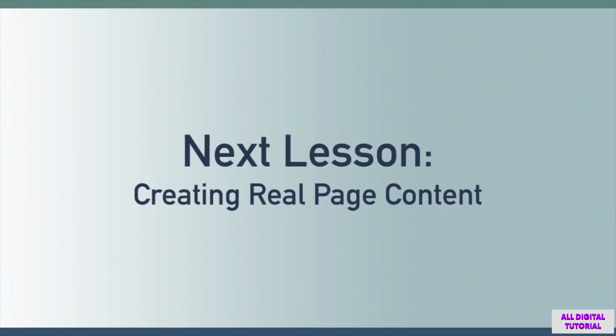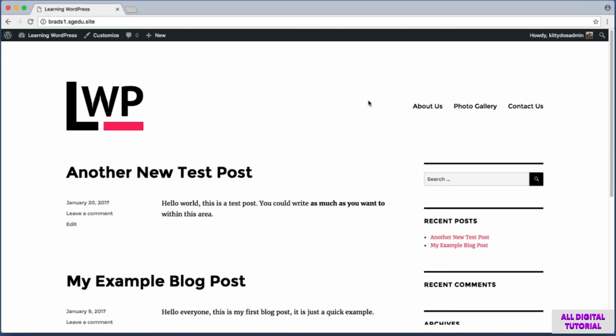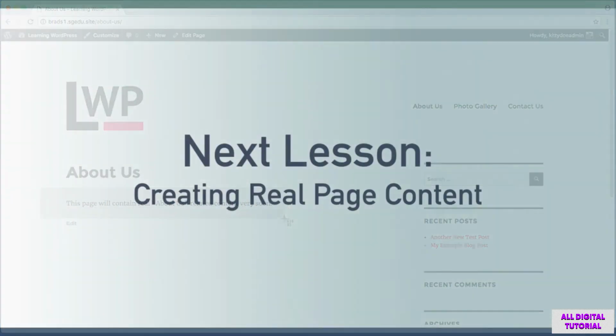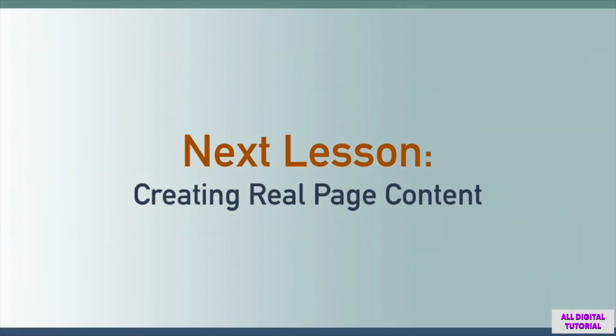In our next lesson, we'll begin creating real content for our pages. To be more specific, if I look at my About Us page, we see that I'm still using this placeholder content. And in our next lesson, we will learn how to replace this with legitimate content. So we will learn how to add our own photographs, YouTube videos, and more. Let's keep our momentum rolling, and I will see you in the next lesson.